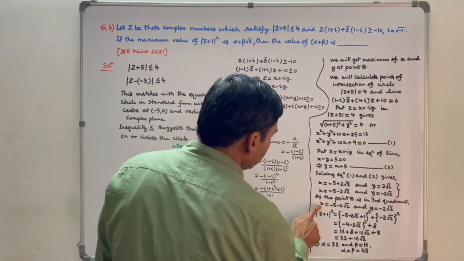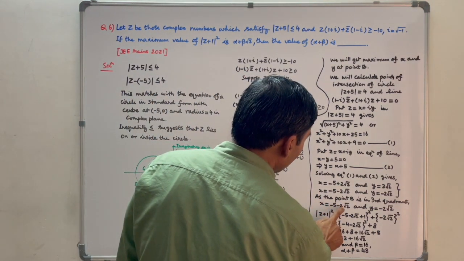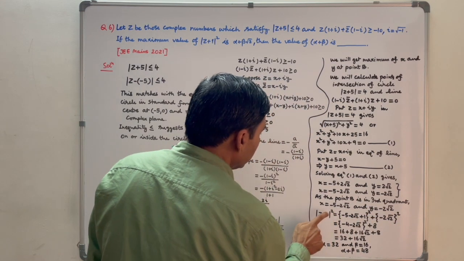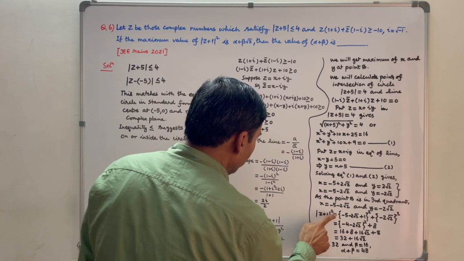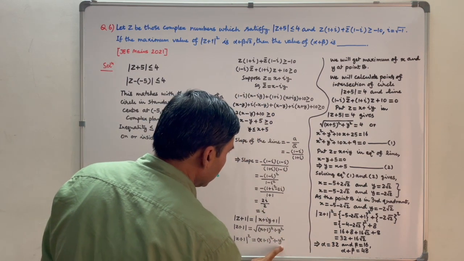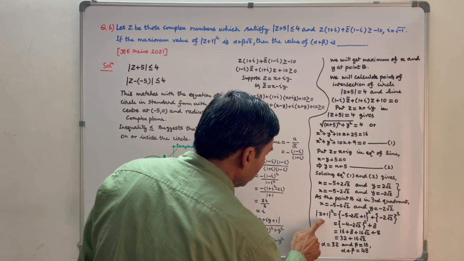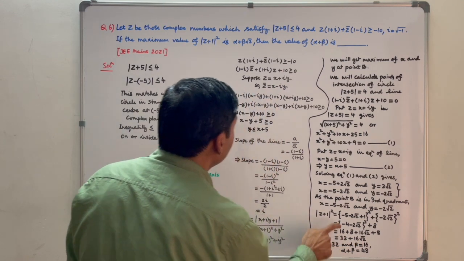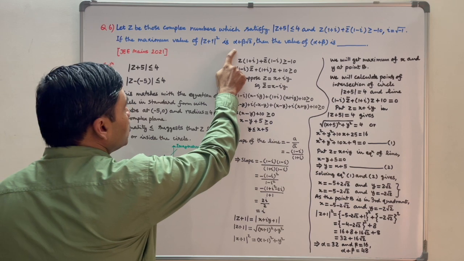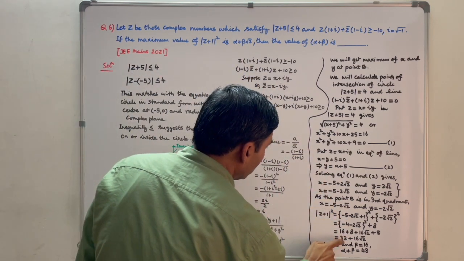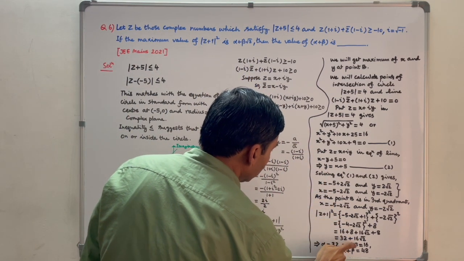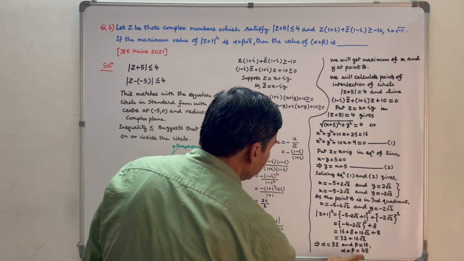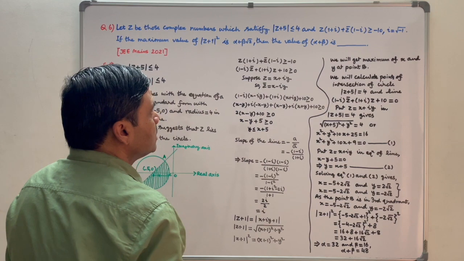So the value of x is −5 − 2√2 and the value of y is −2√2. So |z + 1|², we will put the values of x and y here, is equal to 32 + 16√2. Compare this value with α + β√2. So α is equal to 32 and β is equal to 16. So α + β is equal to 32 + 16, and that is 48. So our answer is 48.